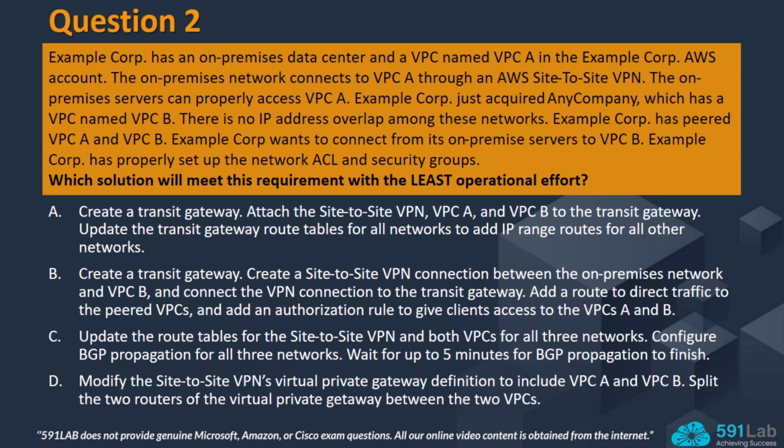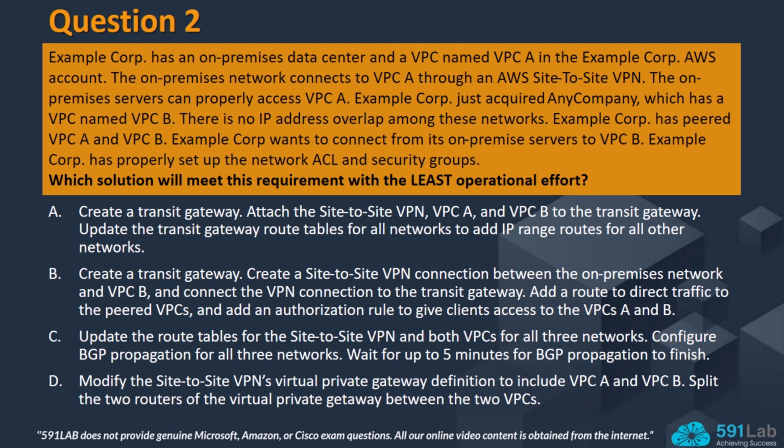Creating a transit gateway and attaching the site-to-site VPN, VPC-A and VPC-B to the transit gateway will allow Example Corporation to connect from its on-premises servers to VPC-B with the least operational effort. The transit gateway route tables should be updated for all networks to add IP range routes for all other networks. Seems to be the correct answer, but let's discuss all available options.